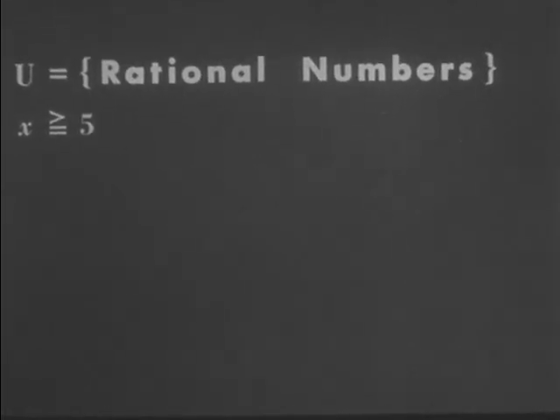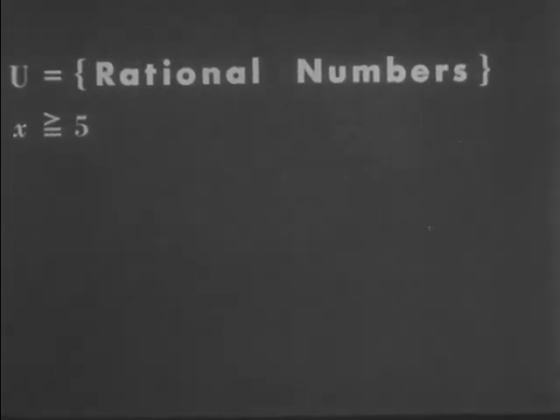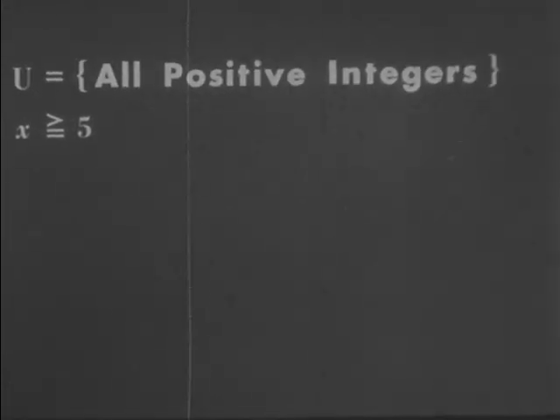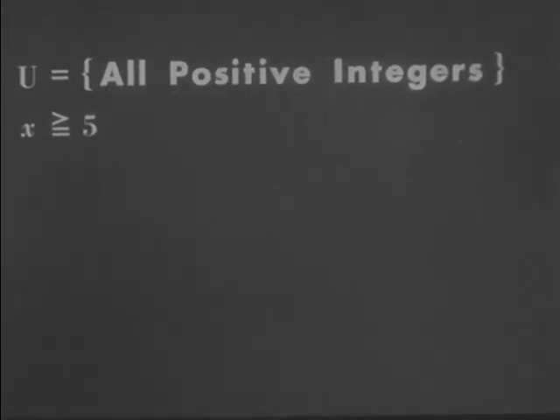Let's look at another example. This time, we shall take an inequality as our sentence in one variable. The possible replacements for the variable x will be determined by the universal set or the replacement set that we specify. If U is the set of rational numbers, the replacements will include all possible whole numbers and fractions. But if U is the set of all positive integers, the possible replacements are limited to these integers.